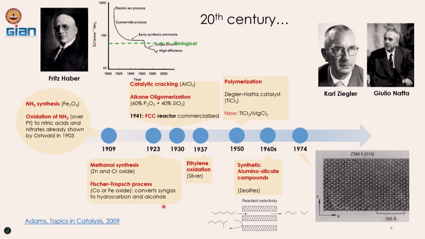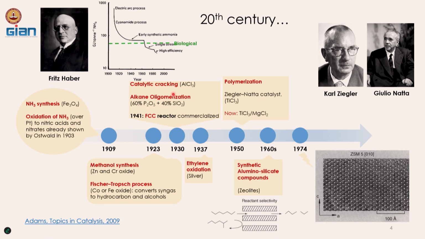And in the 1930s, we were able to do catalytic cracking such that heavy naphtha can be cracked into lighter hydrocarbons on an aluminum chloride type of catalyst. And then alkane oligomerization happened, which used a silicophosphate type of material where phosphorus pentoxide was about 60% and silica was about 40%.